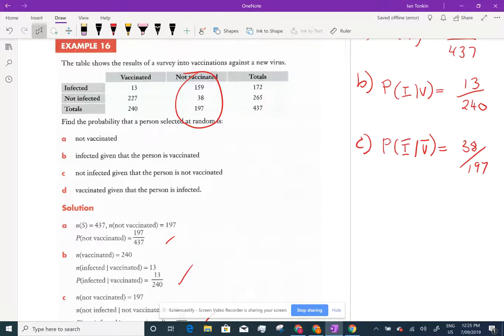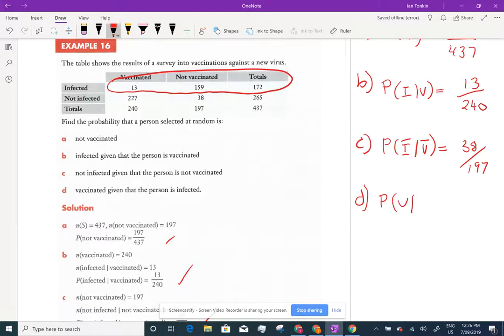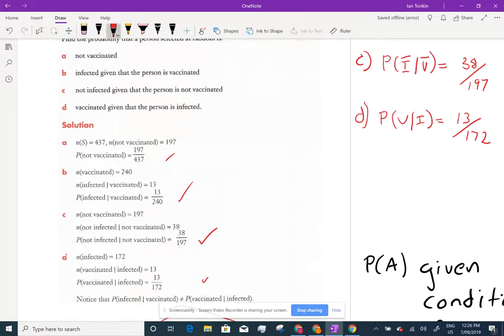Vaccinated, given the person is infected. So now we're dealing with this row. So D, probability that they're vaccinated, given that they're infected. Well, it's going to be over 172. And how many are vaccinated? 13. And there we go. So when you've got a Venn diagram or a two-way array table, it's pretty easy, and you should be right with those.